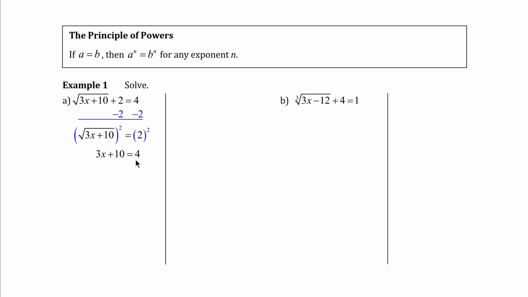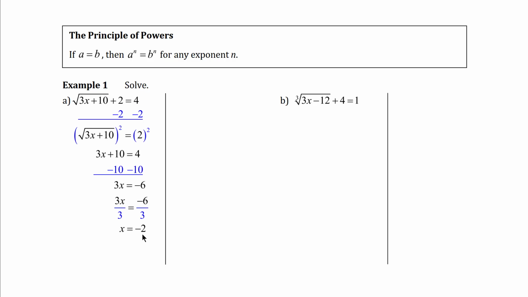Next, we need to get rid of the plus 10 by subtracting 10 from both sides of the equation. On the left-hand side, the plus 10 minus 10 will cancel out, and we bring down the 3x. On the right-hand side, we have 4 minus 10, which is negative 6. So the result is 3x equals negative 6. Next, we get rid of the 3 by dividing both sides by 3. We get 3x divided by 3 equals negative 6 divided by 3. Simplifying the left-hand side, 3x divided by 3 is x. On the right-hand side, negative 6 divided by 3 is negative 2. So the result is x equals negative 2.